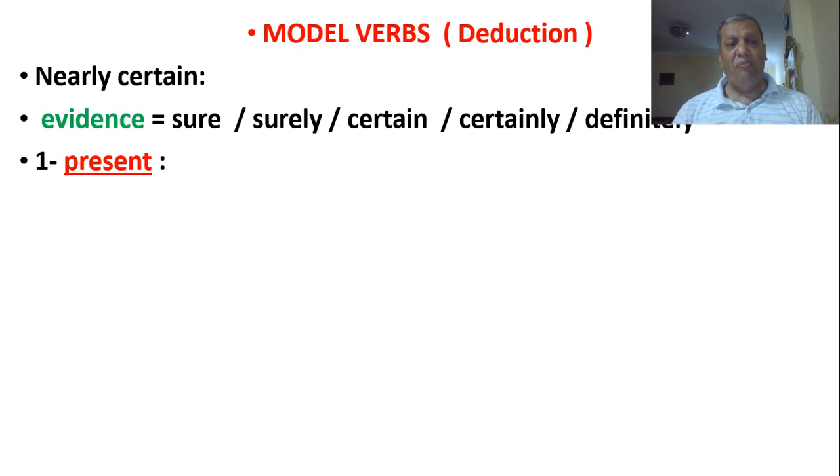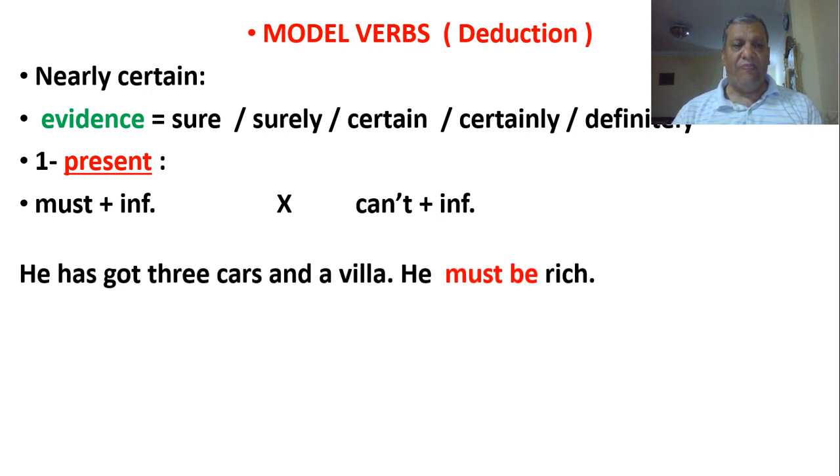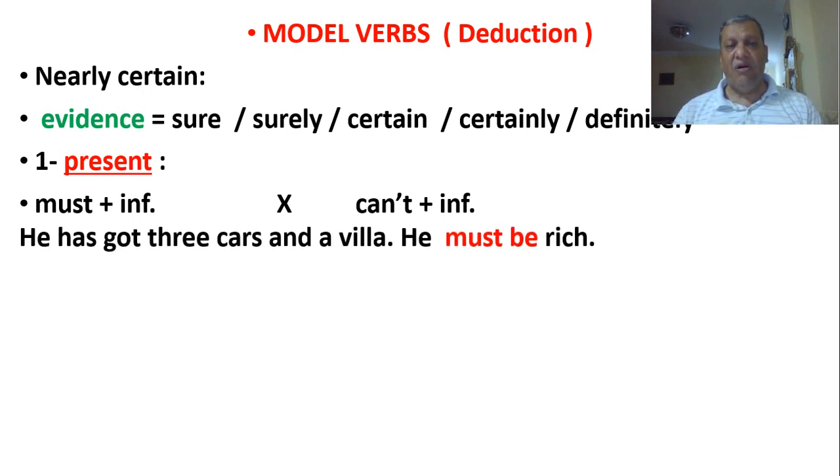If you are sure of something in the present, what can you say? Yes, you can say must plus infinitive or can't plus infinitive, right? Let's have an example. He has got 3 cars and a villa. That is the evidence. What do you understand from this? Is he rich or poor? Of course, rich. So you can say he must be rich. Right? Must be.